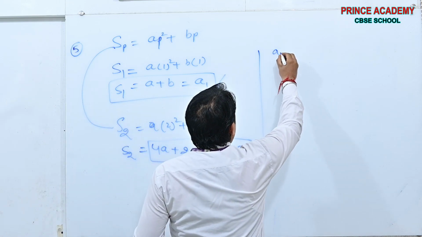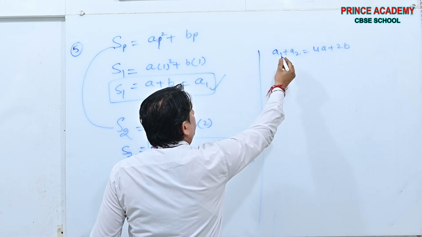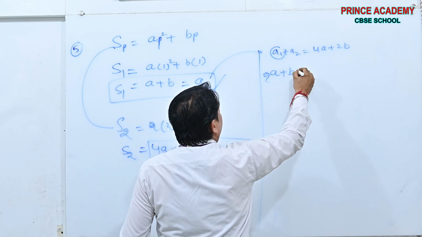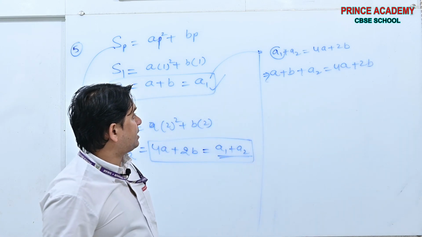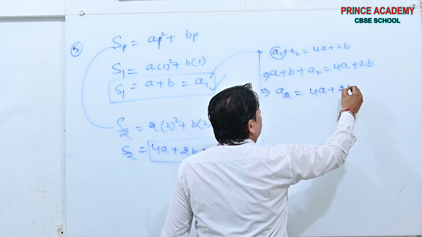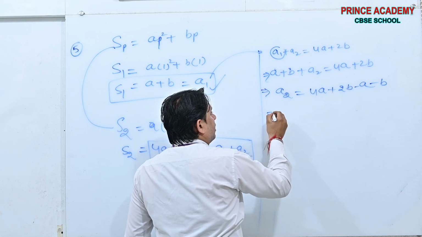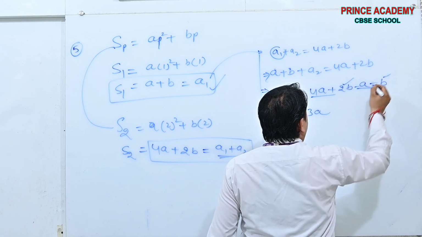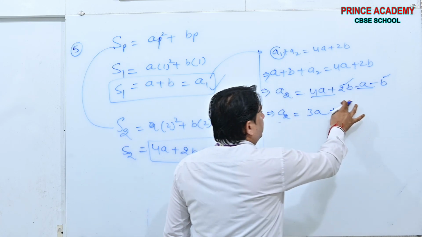See, A1 plus A2 is 4A plus 2B. A1 is A plus B. So A plus B plus A2 is 4A plus 2B. From here A2 will be 4A minus A, 3A, and 2B minus B. This is the second term.